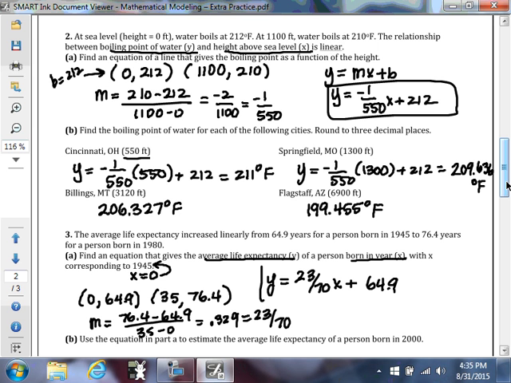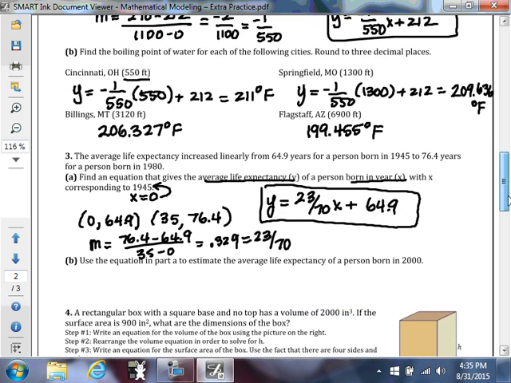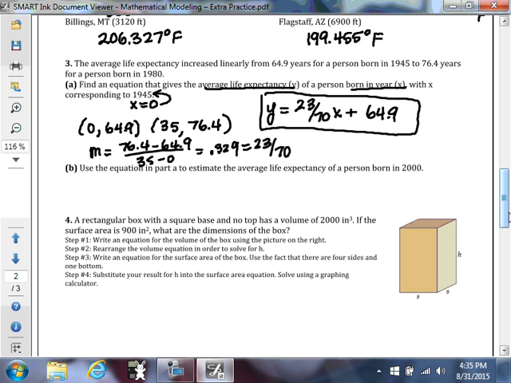So many of you guys use 1945, which is fine. Just be consistent throughout your problem. So if you use 1945, then make sure you use 1980. And then on part B, make sure you use 2000. But in this case, if I have x equals 2000, I know that that is 55 years past 1945, so that's the number that I'm plugging in. So I saw a lot of you guys have answers that were kind of crazy, like 700 years old, right? That's not going to be the life expectancy, so maybe you had a little error like that.